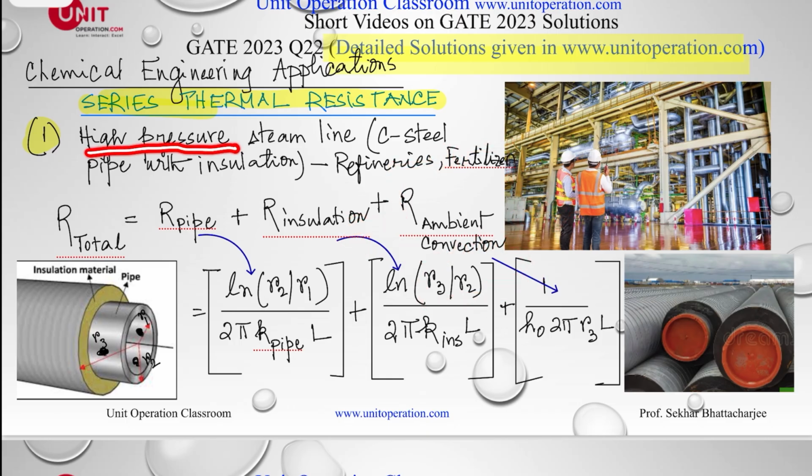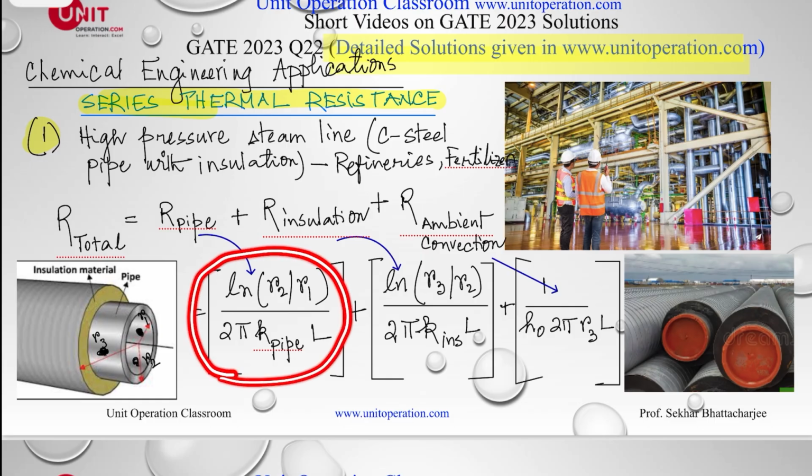Let's say there is a high pressure steam line, a carbon steel pipe with insulation, which is very common for refineries and fertilizer plants. Here the resistances are in series. This is the resistance of the pipe, then we have the resistance of the insulation, and then there is a resistance to heat transfer from the insulation surface to the outside ambient air. So the total resistance is, of course, the resistance of the pipe, which is given in any textbook.